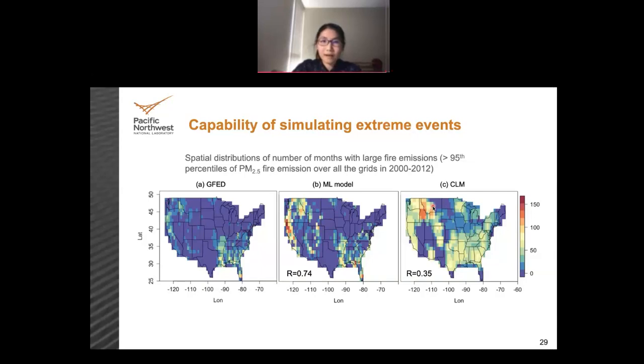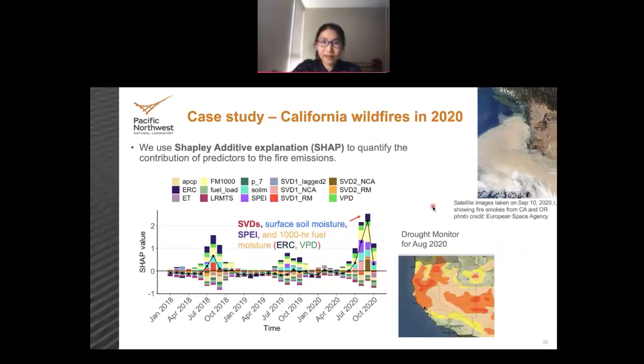Okay, last slide. As I said, we extend our study period to 2020, so that provides us a chance to try to understand the drivers of California wildfires in 2020. You can see a satellite picture showing the smoke from the fires in both Oregon and California. There's a large amount of smoke.